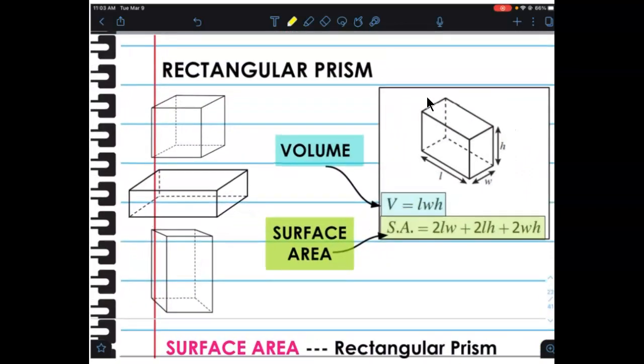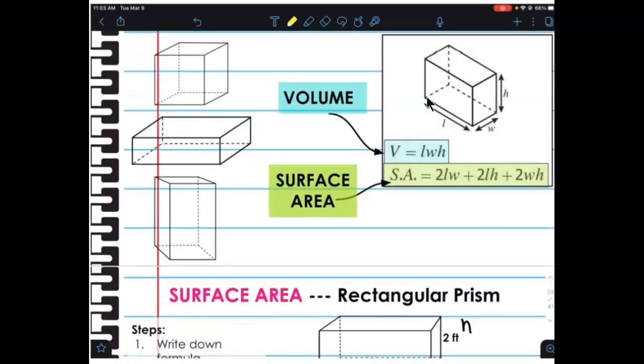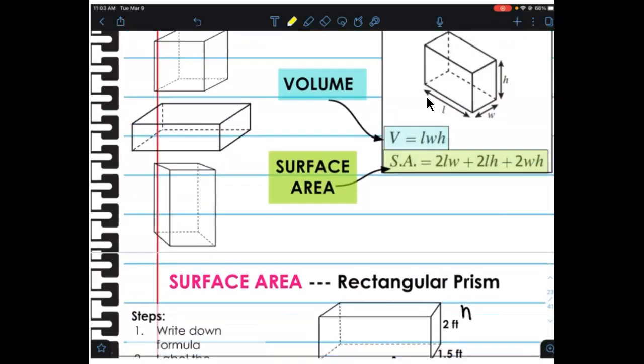So here's the formula that we're going to use. The surface area formula is very long because what we're essentially doing is finding the area of each one of those rectangles and adding them all together. The volume formula is a lot shorter. We're going to do the area of the base, which is a rectangle, times the height.